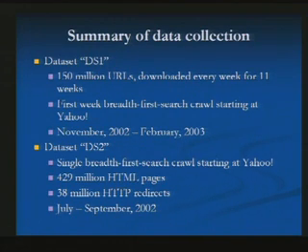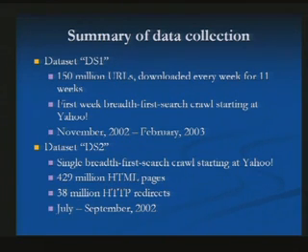So about our collection. We have 2 different data sets. The first, which I'll refer to as DS1, consists of 150 million URLs, which we downloaded each week for 11 weeks. The initial crawl was a breadth-first search crawl starting at the Yahoo homepage. And the remaining weeks crawled exactly that same set of URLs. That crawl took place between November of 2002 and February of 2003.